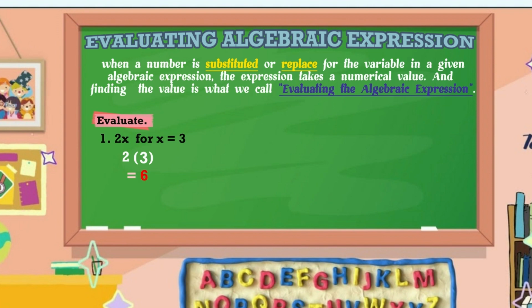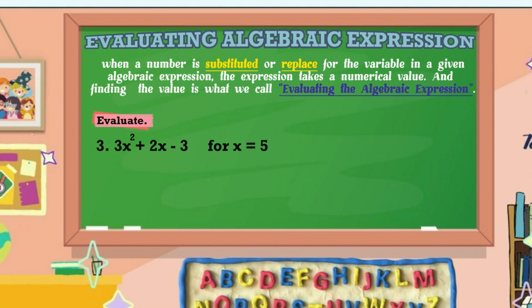Correct? And then next, what if it has two variables? Evaluate 2xy for x is equals to 3 and y is equals to 2. Again, copy the given coefficient, which is 2, then replace the variables x is equals to 3 and y is equals to 2. Then perform the operation, which is multiplication. So 2 times 3 is equals to 6, and then 6 times 2 is equals to 12. Correct?